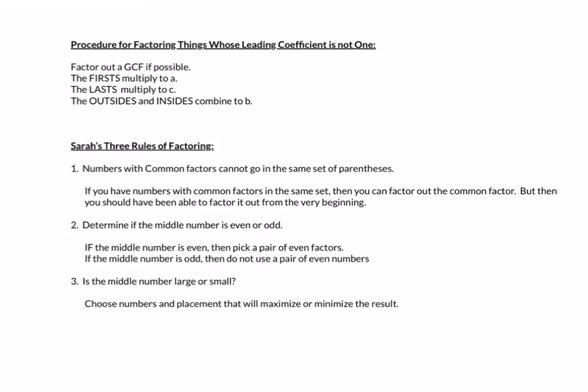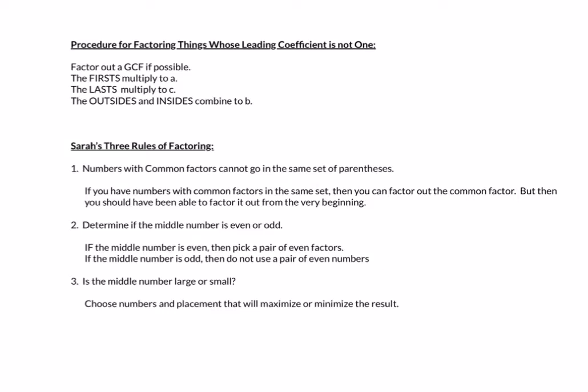Now, when factoring things whose leading coefficient is not 1, this gets a little involved. The first thing we want to note is factor out a GCF if possible. From there, we want to remember that the firsts need to multiply to A, and the lasts multiply to C. And we need to figure out both the firsts and the lasts so that the outsides and the insides combine to B. So I will tell you that this is one of the most challenging sections for students.